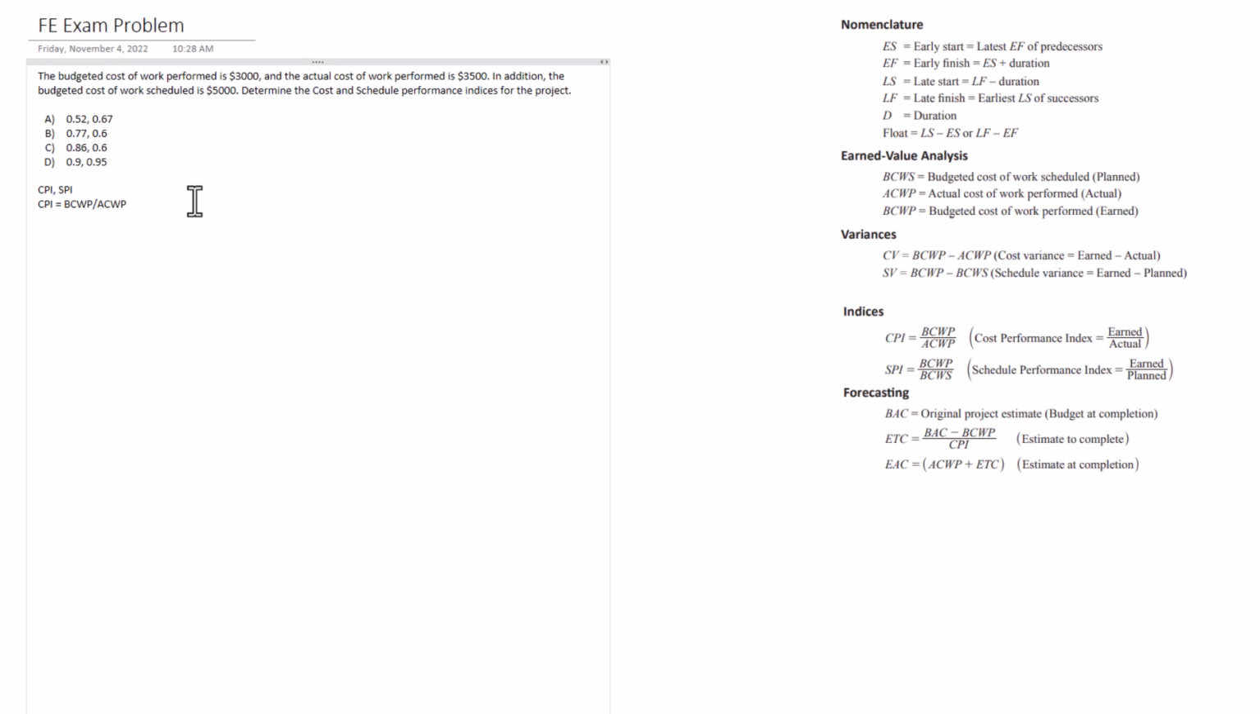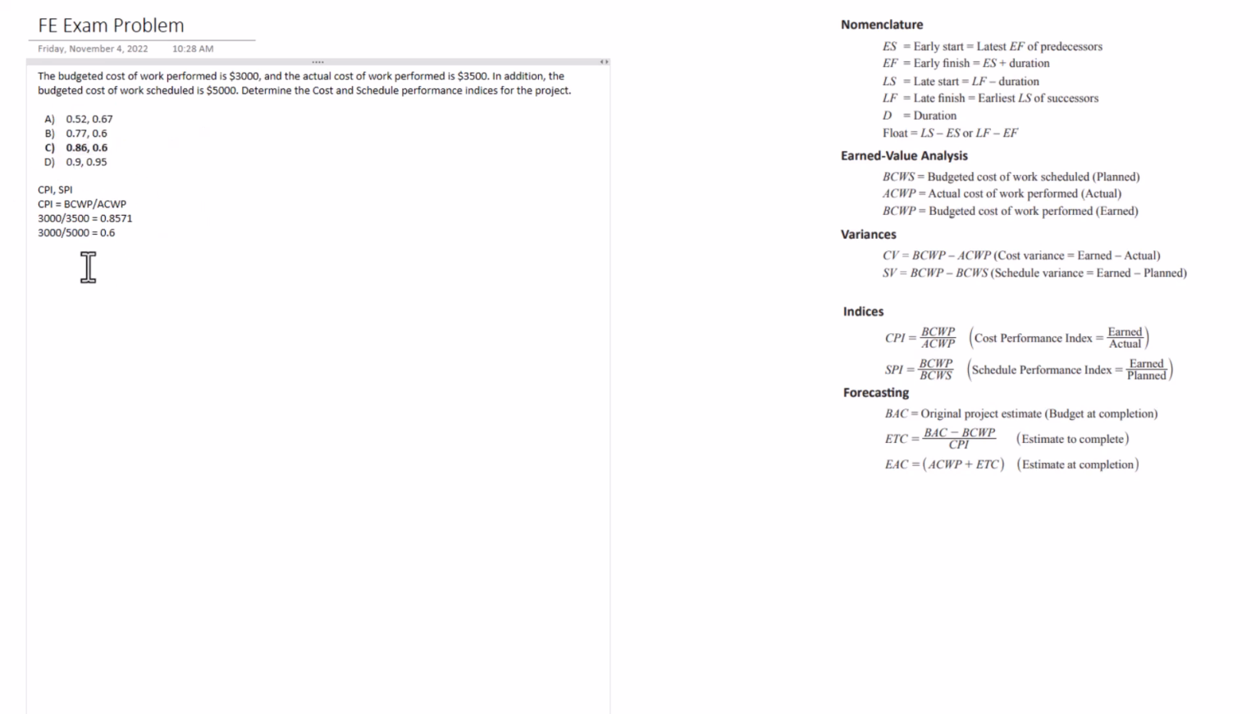So for budgeted cost of work performed, it was $3,000, divided by the actual cost of work performed, $3,500. That gives us 0.8571. Then to find our schedule performance index, it would be the budgeted cost of work performed divided by the budgeted cost of work scheduled. And so the budgeted cost of work performed was $3,000 divided by the budgeted cost of work scheduled, which is $5,000. And that's going to equal 0.6. So our answer for this one would be C.